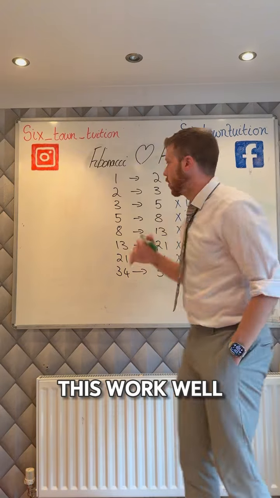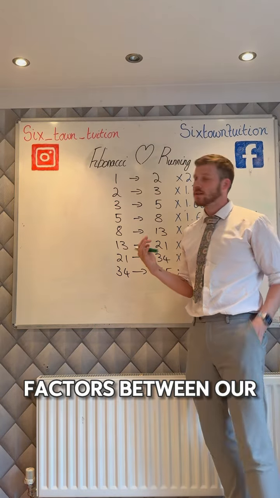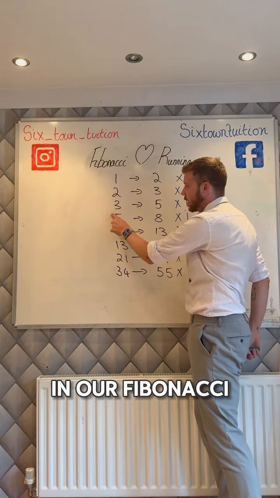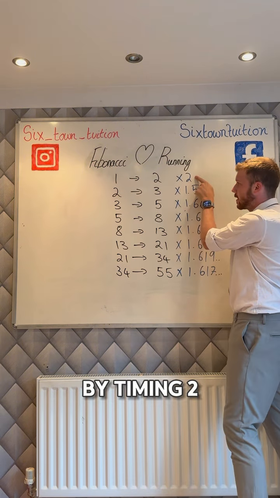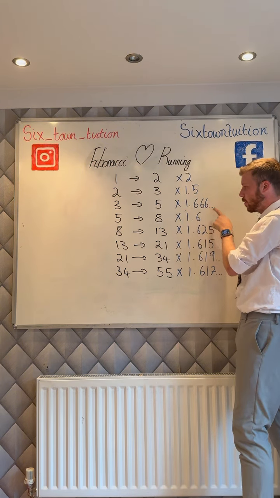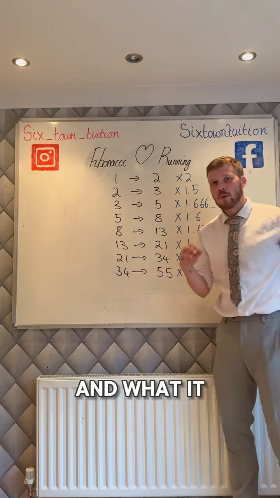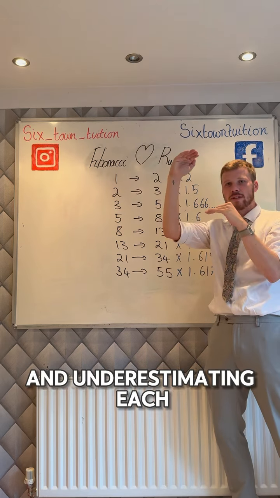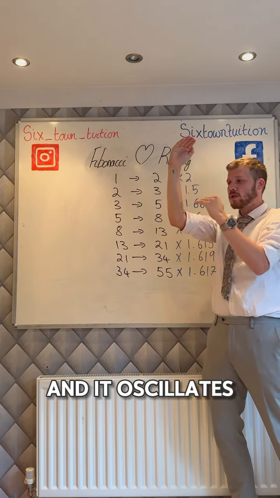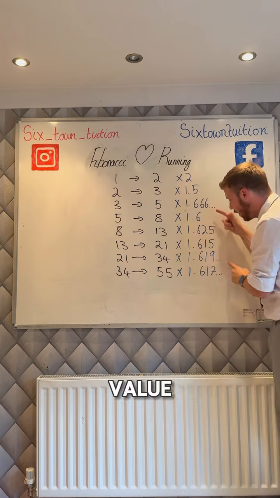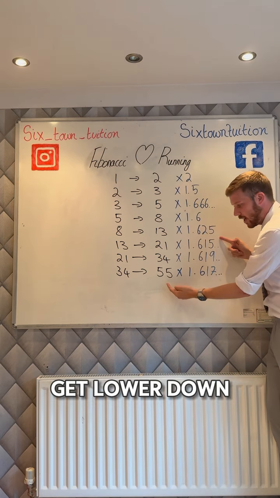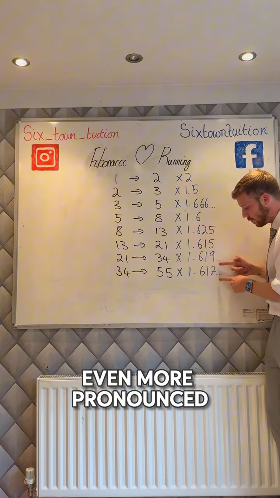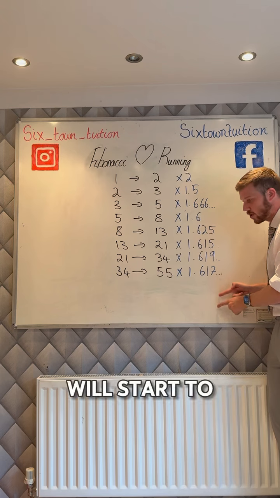So why does this work? Well, when we think about the scale factors between our terms in our Fibonacci sequence, it starts off by timesing 2, 1.5, 1.66 and so on and so forth. And what it does is it's overestimating and underestimating each point, and it oscillates until we close in on a value. As you can see, as we get lower down, and if we added on more terms, you'll see this even more pronounced, that the values would start to not change.